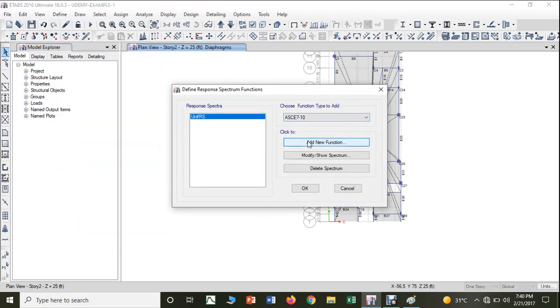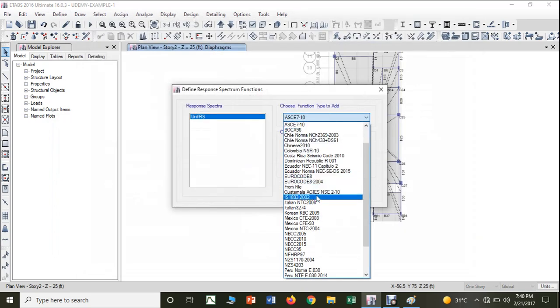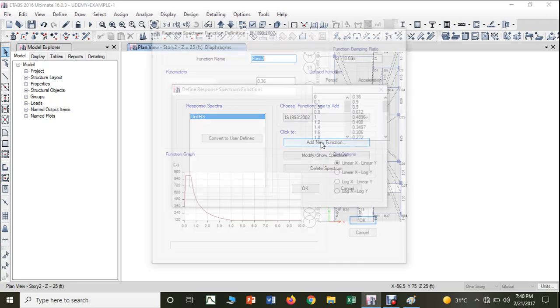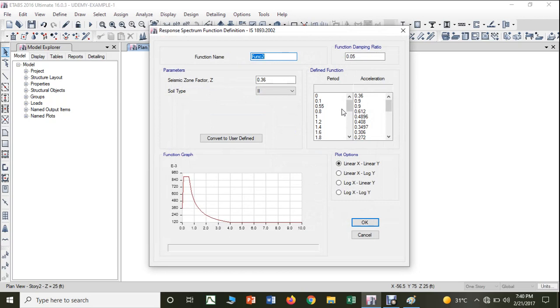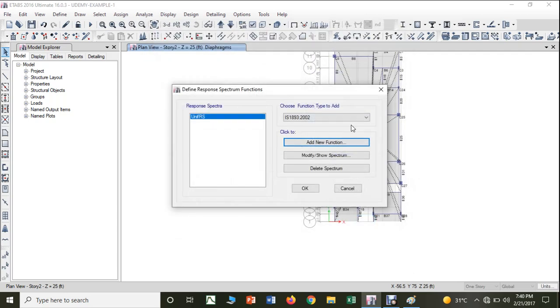I'll just show you add new function. Right, before I choose add new function, I am supposed to choose, you can see IS 1893-2002, right? So when I choose that, now all the data, whatever it comes, will be as per that. Okay, you can see here seismic zone factor, what it is, then soil type, what it is, you have 3 categories of soil. So like that, based on that, you can define the response spectrum function that acts as the dynamic load, and you make it to act on the structure, and you design it for that dynamic load. That is one type, what we call as the response spectrum.